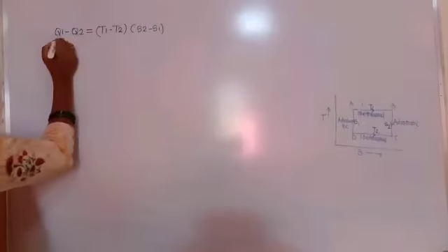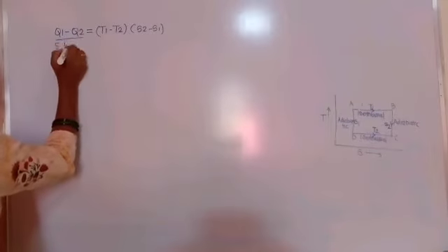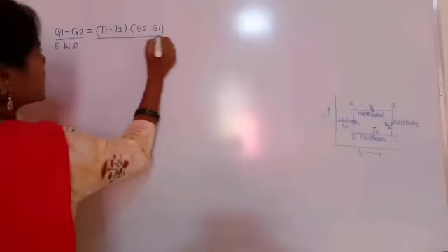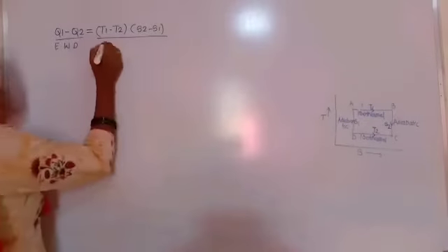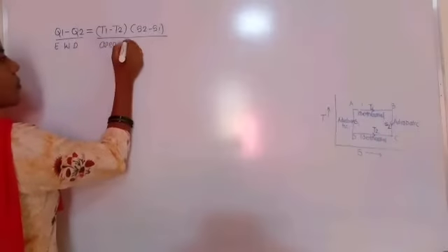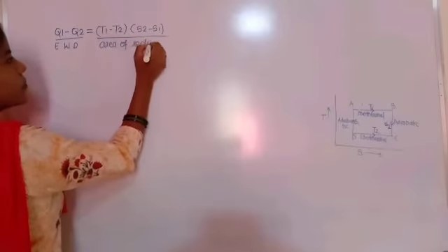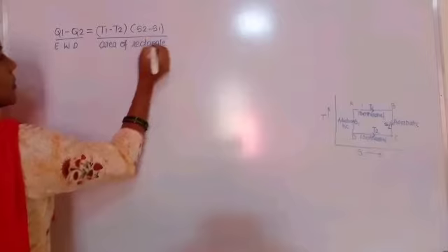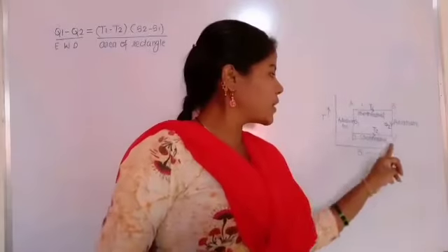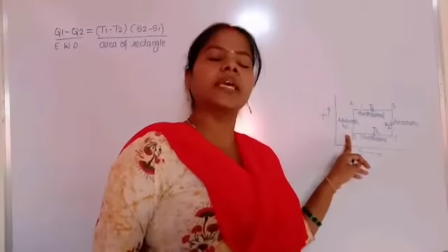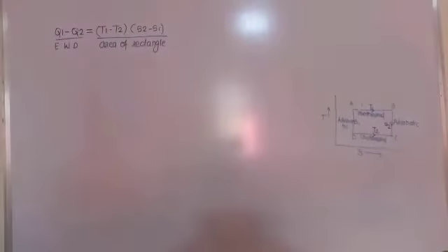So Q1 minus Q2 represents the external work done, and this second equation represents the area of the rectangle. Thus, the area of the rectangle on the TS diagram represents the external work done on the substance in the reversible Carnot cycle.